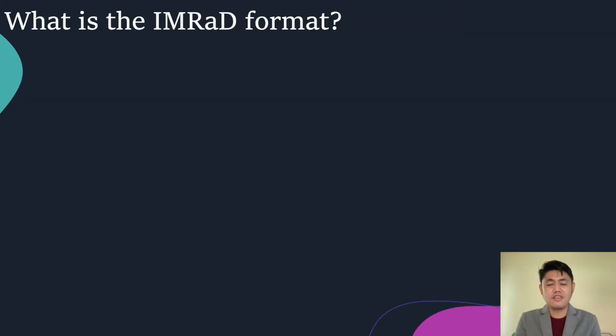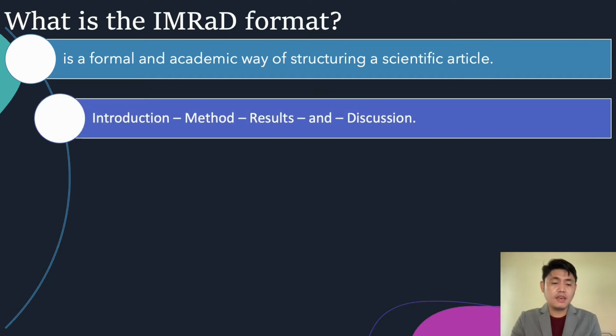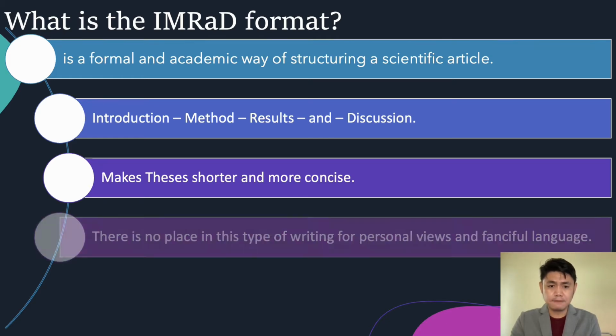Before we go any further, let us define what the IMRAD format really is. The IMRAD format is a way of structuring a scientific article or a research manuscript, and it is often used in the healthcare and natural sciences. The IMRAD format stands for Introduction, Method, Results, and Discussion. And these are the major parts of the IMRAD format. This means that the format makes theses and manuscripts shorter and more concise.